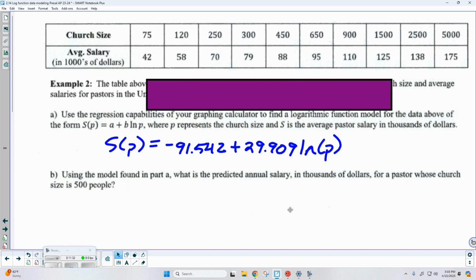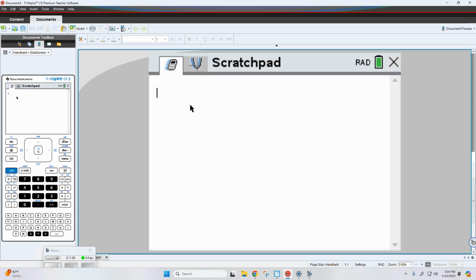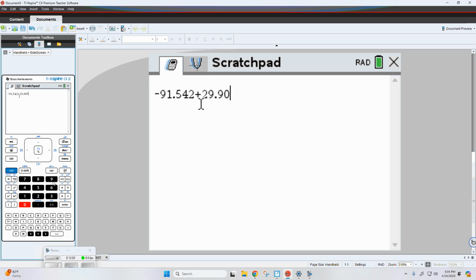Okay. B, use the model found in part A. What is the predicted annual salary in thousands of dollars for a pastor whose church size is 500 people? Okay, so remember the number of people was P, so we're just going to plug that in. What do we got here? Negative 91.542. Oh, I want a negative. There we go. Plus, what was it? 29.909. Times the natural log, and we're looking for 500 people.